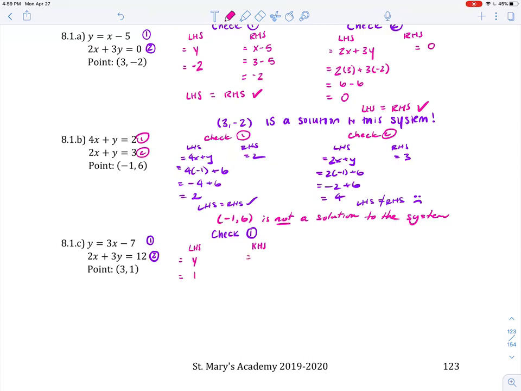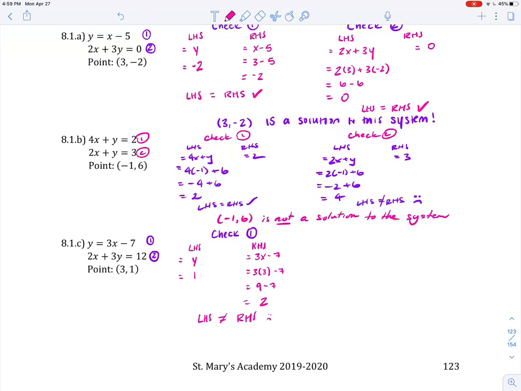On my left-hand side of equation 1 is just y, and y in this case is equal to 1. My right-hand side is 3x minus 7. My x in this case is equal to 3, and 3 times 3 minus 7 is 9 minus 7, which is 2. Whoa! My left-hand side does not equal my right-hand side.